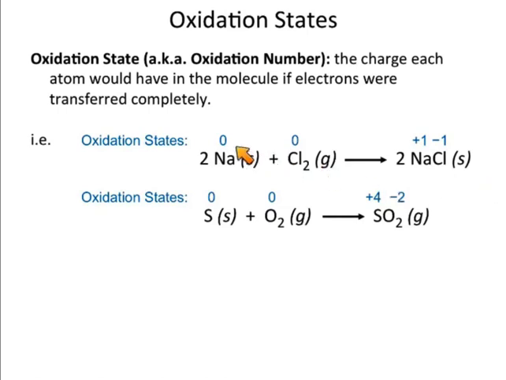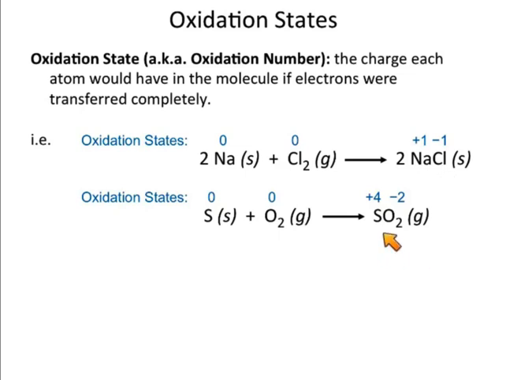So if you look at sodium and chlorine, the oxidation states are 0 before the reaction, and then sodium's +1, chloride's -1 after the reaction, which is just the same as their charge. And this makes perfect sense for an ionic compound because the electrons are actually transferred completely.